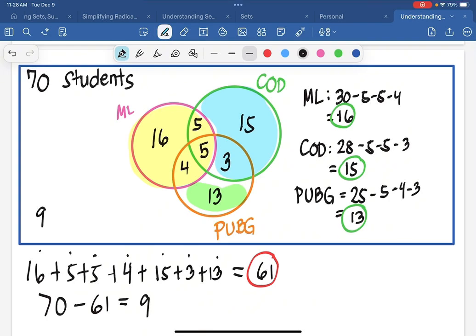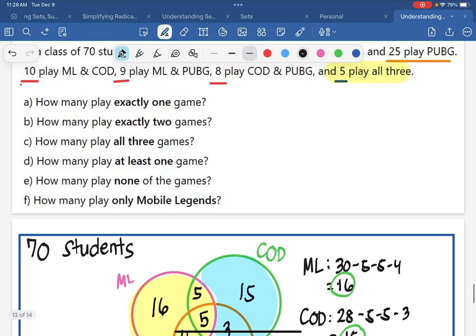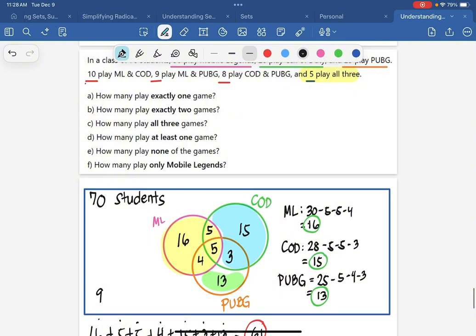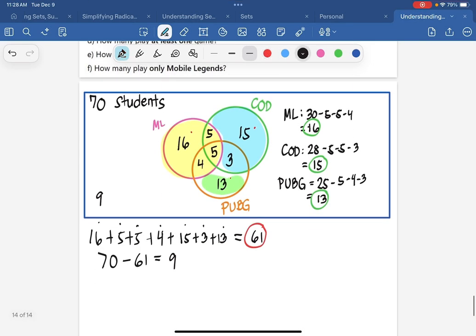For we have ML, COD, and PUBG. So let's answer these questions now. So how many play exactly one game? So exactly one game, we have 16, 15, and 13. So all we need to do is to add them. So 16 plus 15 plus 13 is 44. So there are exactly 44 people who play only one game.